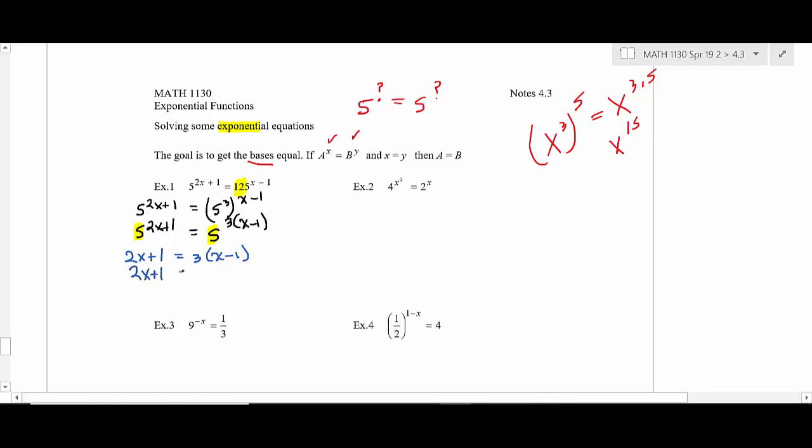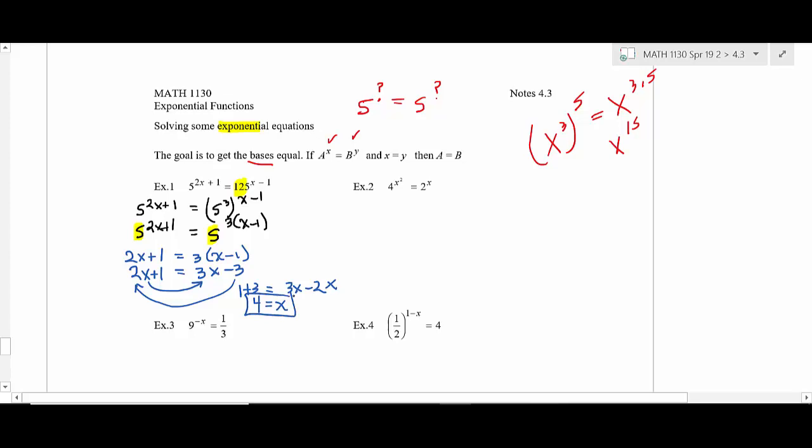You've got 2x plus 1 equals 3x minus 3. Do a distributive property. Decide which side you want the x's on. I think I'm going to do it this way. I'm going to move the 2x over there and the 3 over there. So on the right side, I'll have 3x minus 2x. And then on the left side, I'll have 1 plus 3, when I move everything. So that's going to end up giving 4 is equal to x.